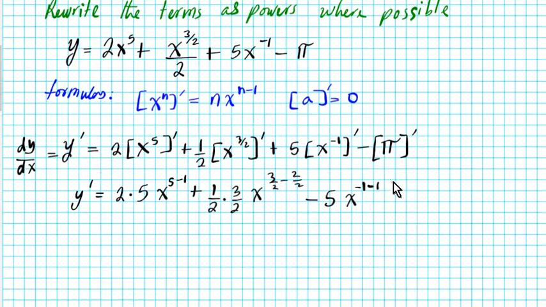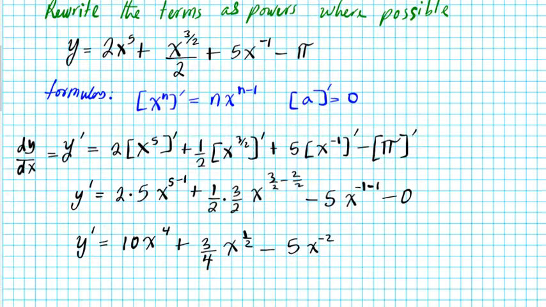So the derivative of pi is going to be 0, so minus 0. Let's make this look pretty. So we have y prime equals 2 times 5 is 10, 10x to the 4th plus, if you multiply these two fractions, top with the top, denominator with the denominator, x to the 3/2 minus 2 over 2 is 1/2, minus 5. Negative 1 minus 1 is x to the negative 2.